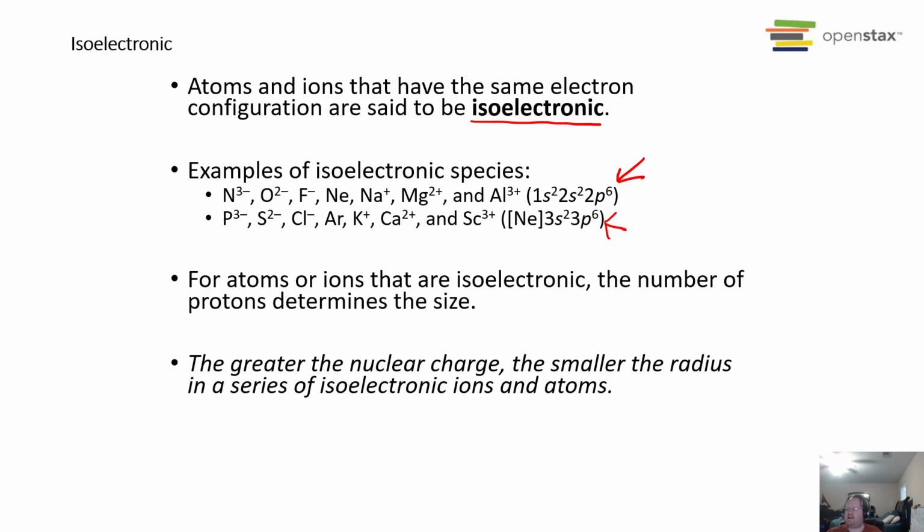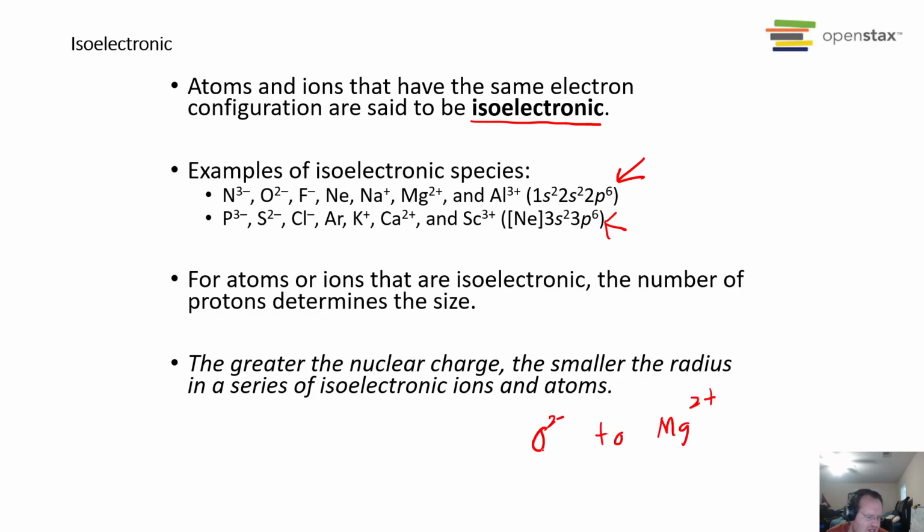So that's the only thing that can affect the size. If you have more protons but the same number of electrons, it should shrink the atom. The protons are pulling the electrons in. If you have fewer protons, you'll get larger and be further away. So if you compare two atoms, or ions, sorry, that are isoelectronic, the one with more protons will be smaller. So for example, of these, let's say we were to compare O2- to Mg2+.